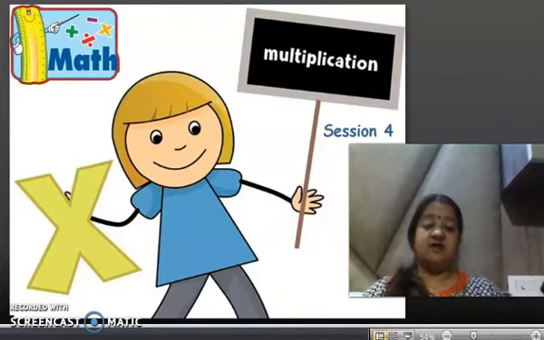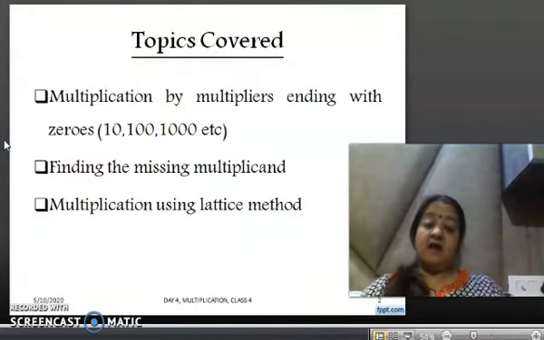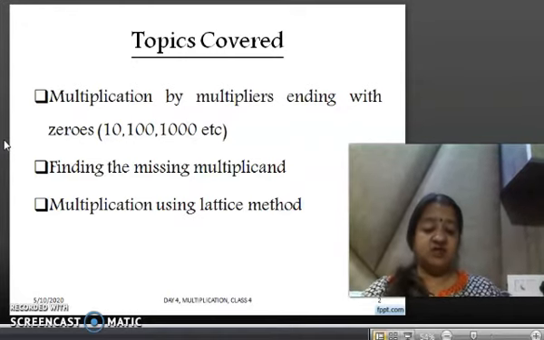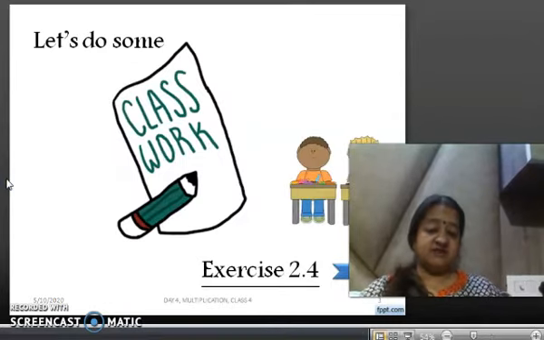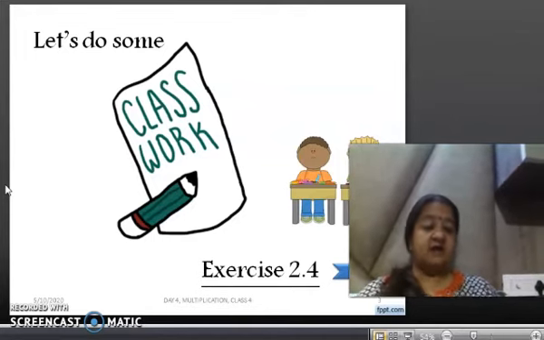The topic here is multiplication. In this session, the topics which we will be covering will be multiplication by the multipliers ending with zeros, finding the missing multiplicand, and multiplication using the lattice method. Children, I should tell you that the lattice method is another way of multiplying numbers. One is the traditional method which we have learned since the last grades, and another method which we deal with differently is the lattice method.